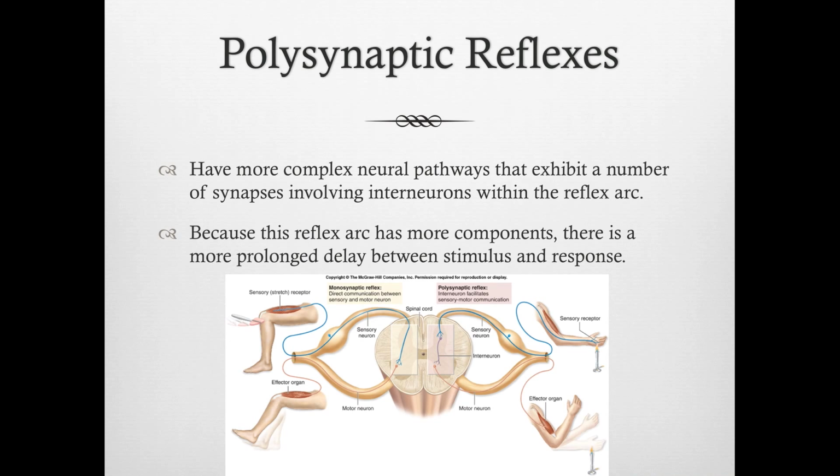Polysynaptic reflexes, as it says, are more complex. They're definitely going to be more complex than a monosynaptic reflex, right? And they're going to involve interneurons by definition, because the second it's more than one synapse, you have got to have an interneuron in between the sensory and motor neuron. Now, because this reflex arc has more components, it's going to have a more prolonged delay between the actual stimulus and the response that comes about from it. And that's, again, just a byproduct of the architecture of the number of synapses in between.